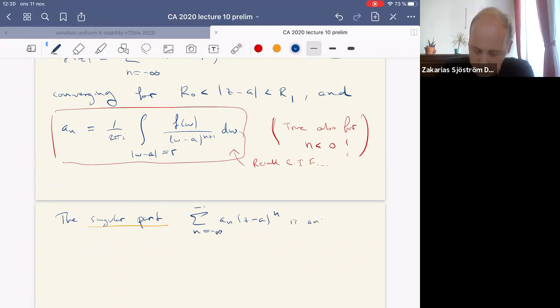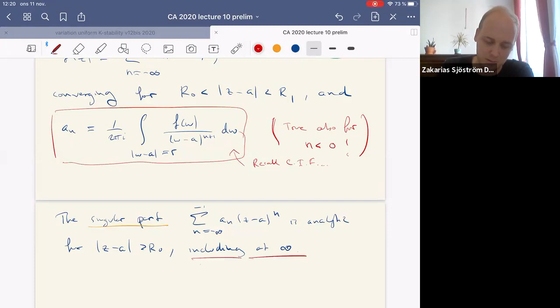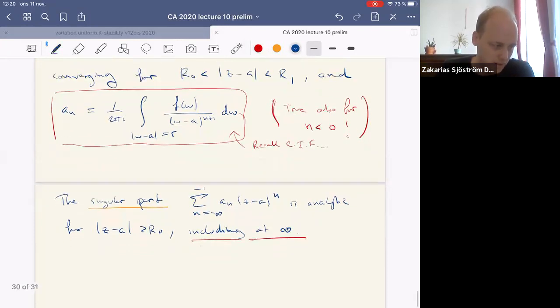So this one is analytic. So this is what I said earlier then in the remark. So when you are far away from A, and this actually includes, so I will make this remark here, so including at infinity. Okay, so I will explain what this means. And so you have a singular part and you have a holomorphic part or the irregular part.